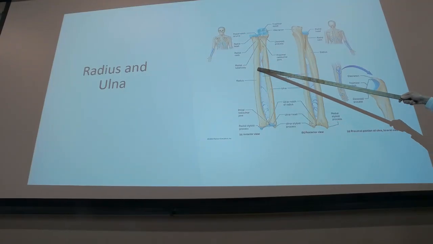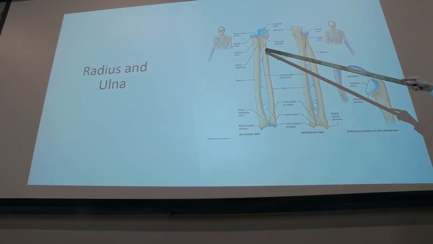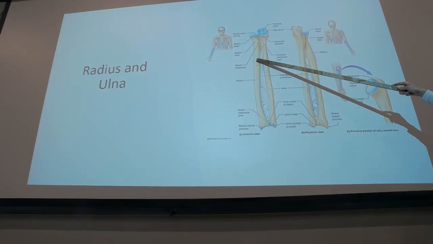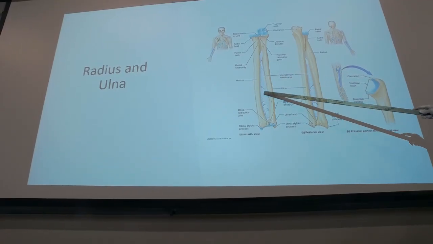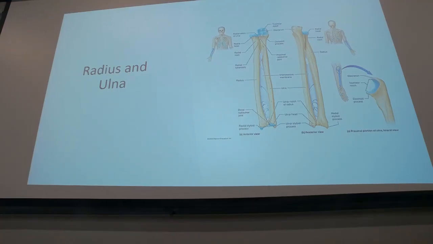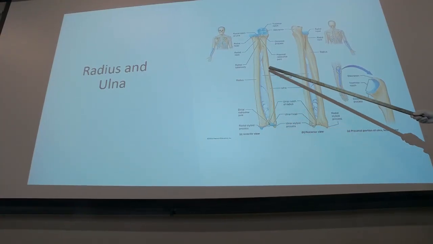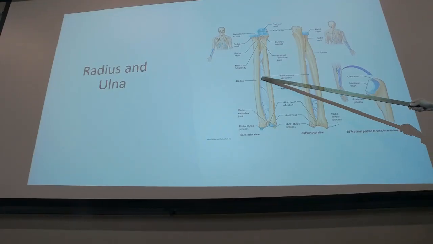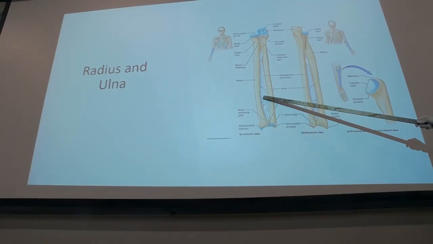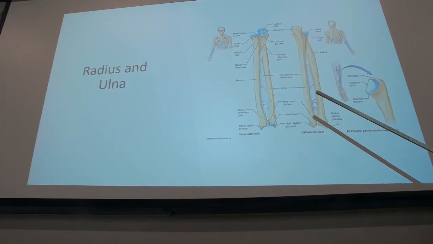And then we have both the shafts of the radius and the ulna. The shafts are held together by this membrane. This membrane is called the interosseous membrane. Inter means between. What does osseous mean? Bone? So this is the membrane between the bones, interosseous membrane. When we start talking about muscles, we will bring up this membrane again. What is its importance?